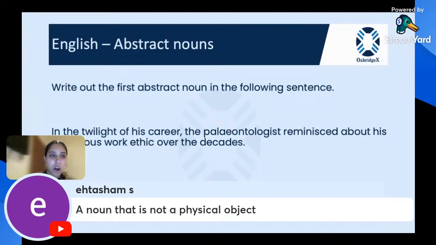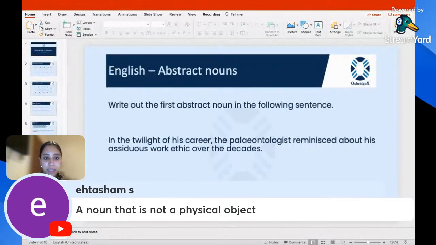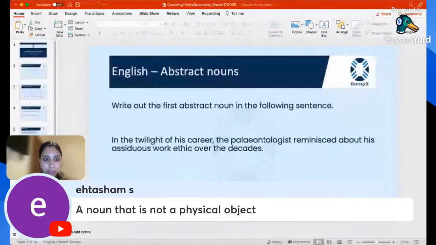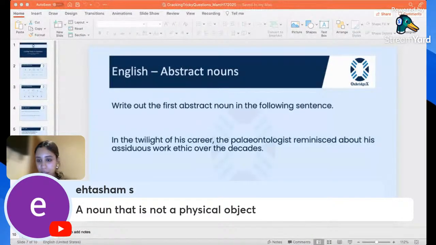Can anyone in the comments, I'm going to have a look again, tell me what the abstract noun is in that sentence? I'm going to look to the comments. Anyone tell me what an abstract noun is? What is the abstract noun in that sentence? Give it a guess, even if you're wrong. Do not worry, I will correct you.